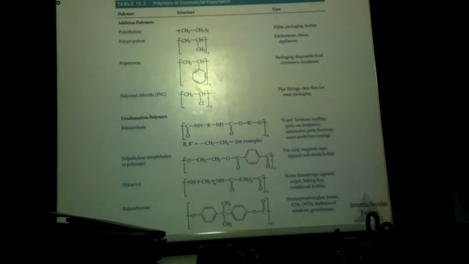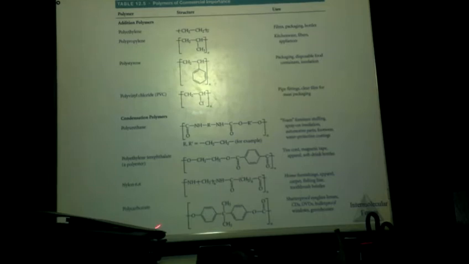In your book, table 12.5 is just an example of different types of polymers that we have. There's polyethylene, polypropylene, nylon, if we're looking at that here, polyurethane. A lot of these things are just made for packaging and insulation, any type of gladware, kitchenware. That stuff is going to be made from some type of commercially manufactured polymer.